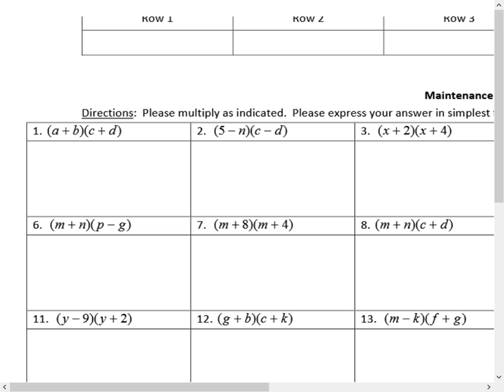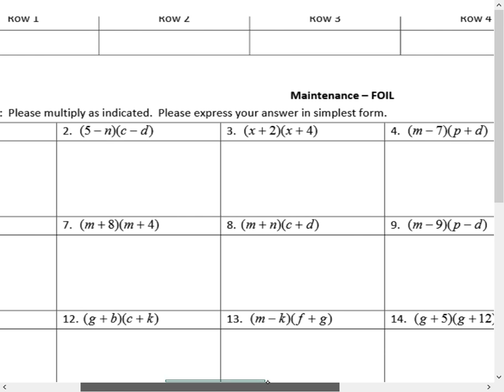Welcome to row one of maintenance for the week of Monday, October 23rd. These are problems by title that say maintenance FOIL, and by direction say please multiply as indicated, because in fact, FOIL is a method of multiplication. Please express your answer in simplest form.